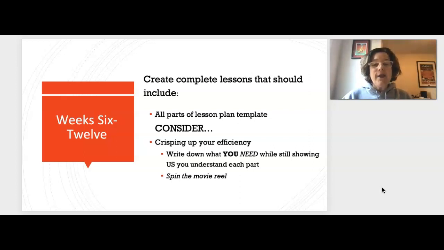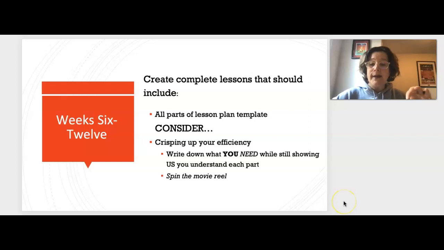Every one of you will need something different in your planning, right? Because of who you are, your background, your personality, and you need to start to make those decisions as students and future teachers. However, we still want you to, as I say, spin the movie reel. You still need to give enough detail in your plan so that we can picture and follow the lesson plan. So again, spin that movie reel.